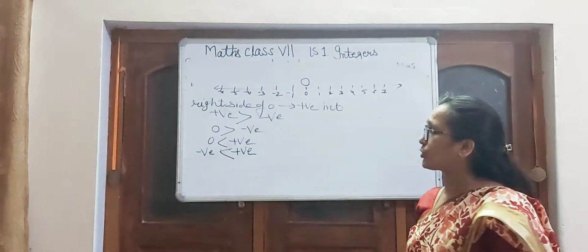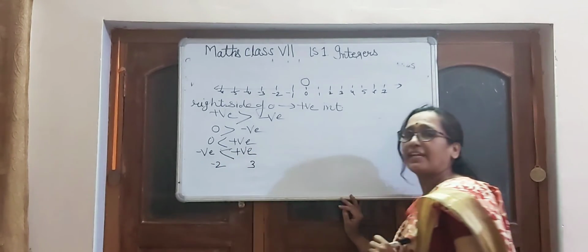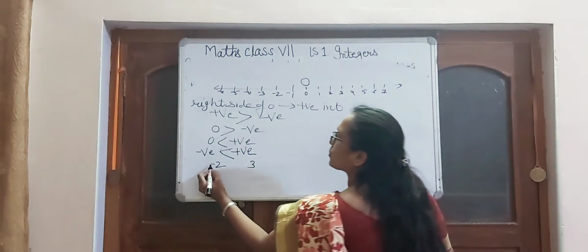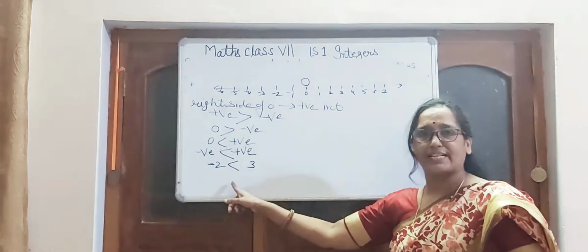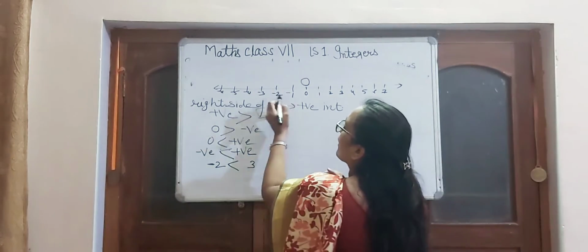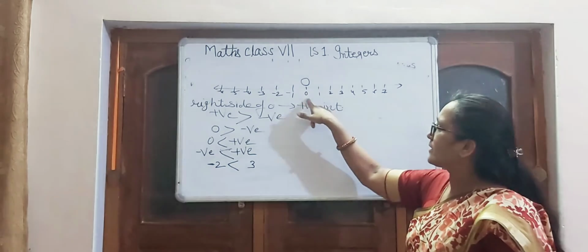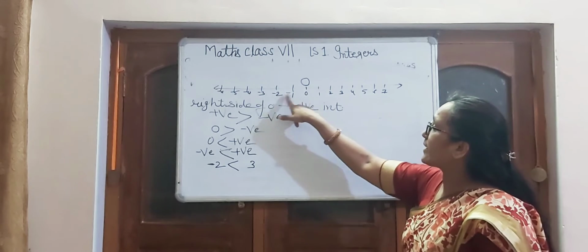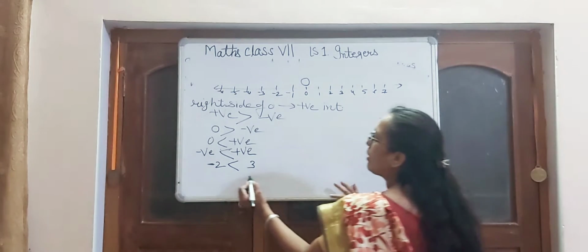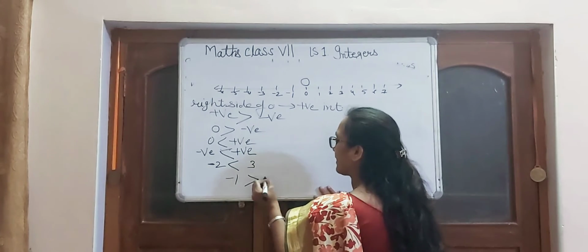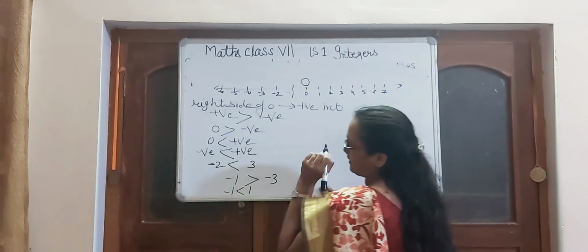Understand? I will ask you a question. Is minus 2 greater than 3 or less than 3? Minus 2 is always less than the positive integers, so minus 2 is less than 3. But the negative number which is nearest to 0 is always greater. See here, minus 1 is nearest to 0, but minus 3 is farthest from 0. So minus 1 is greater than minus 3, but minus 1 is less than plus 1.